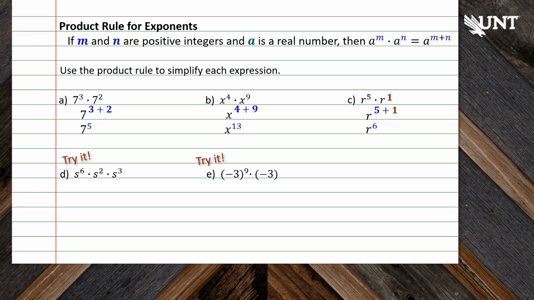Now that we have done a few together, it is your turn to work out problems D and E. D is s to the power of 6 times s squared times s to the 3rd power. And problem E is (-3) raised to the power of 9, times (-3). Go ahead now and pause the video.